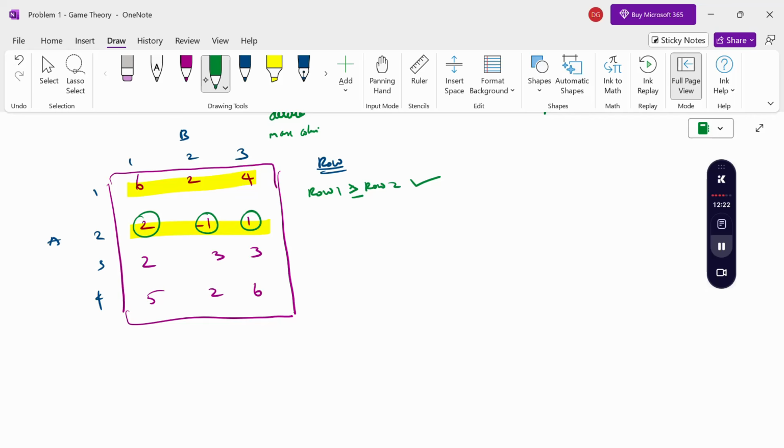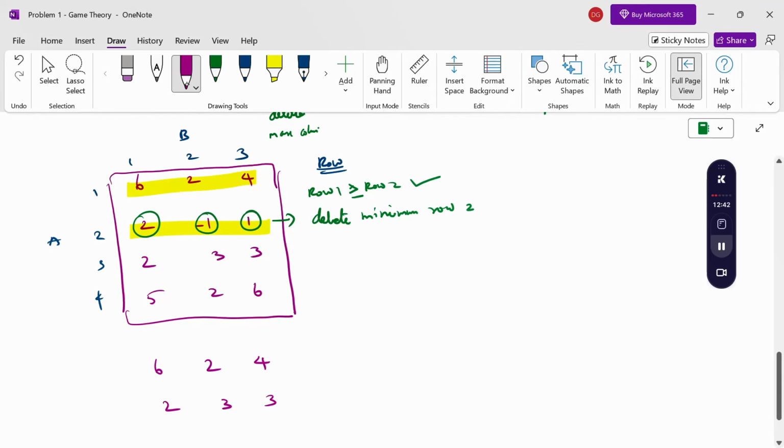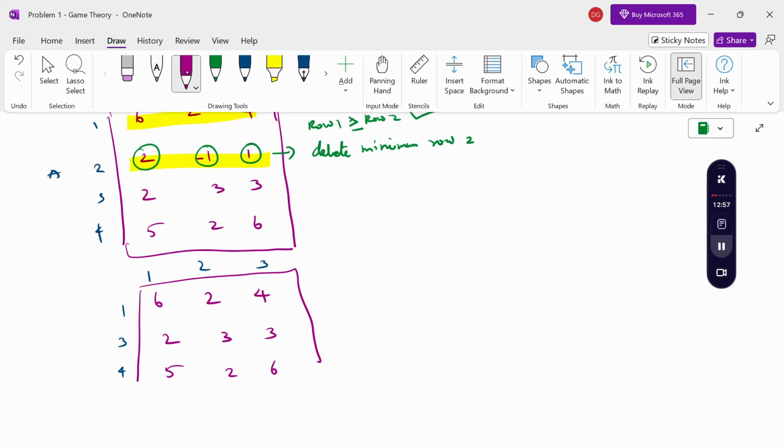When the comparison is possible, we delete the minimum row, row 2. So this row is deleted. Therefore we have 6, 2, 4, 2, 3, 3, 5, 2, 6. Now this is 1, 2, 3, 1, 3, 4.